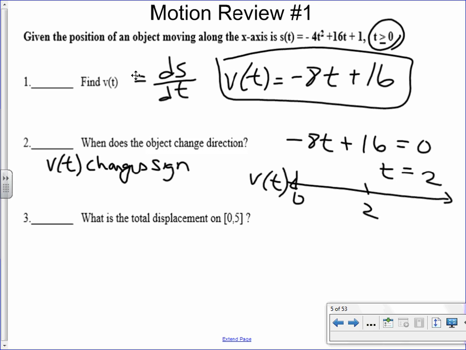You take a value of time between 0 and 2, such as 1. If you plug that into your velocity, you get a positive. Negative 8 times 1 plus 16 is positive. And a value greater than 2, you're going to get a negative. Okay. Then you look at it. Does the velocity ever change sign? Yes, at t equals 2. So that would be when it changes direction. Remember, when velocity is positive, it's traveling to the right or up. When velocity is negative, it's traveling left. So if it's traveling right, then left, it turned around at 2.